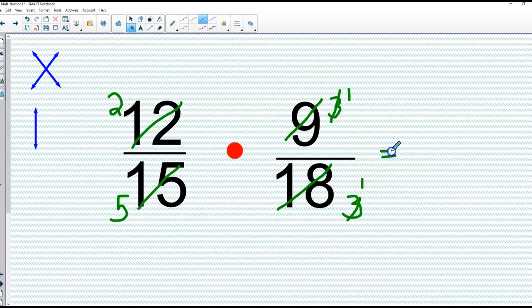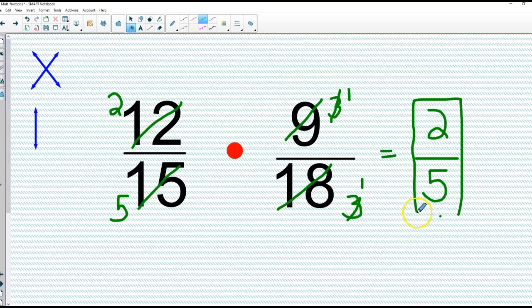So now we're going to do the same thing. Multiply your new numerators straight across. 2 times 1 is 2. My bottom number, or denominators, 5 times 1 is 5. This is not improper. And let's just double check. Could I reduce this anymore? Is there a common factor that goes into both of those? And no, there's not. So this is your lowest term answer.